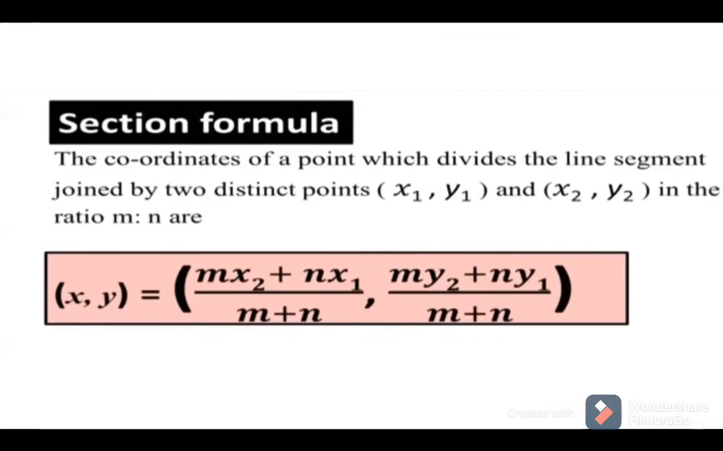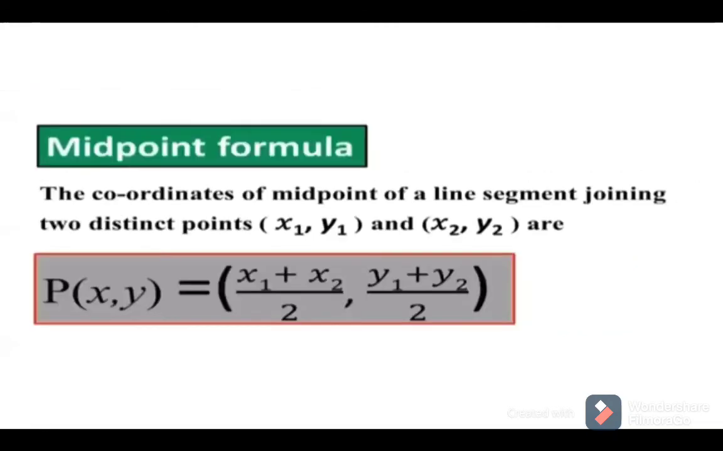The coordinates of a point which divides the line segment joining 2 points (x1, y1) and (x2, y2) in the ratio m:n are, how will you find the coordinates for x and y? That is (mx2 plus nx1) upon (m plus n) and (my2 plus ny1) upon (m plus n). Let's study the midpoint formula. The coordinates of the midpoint of a line segment joining 2 distinct points (x1, y1) and (x2, y2) are P(x, y) equal to (x1 plus x2) upon 2 and (y1 plus y2) upon 2.